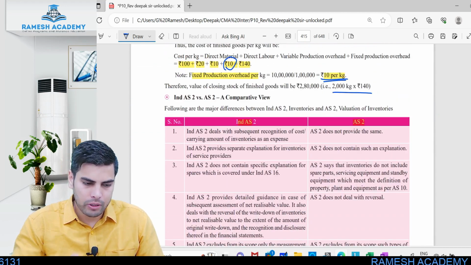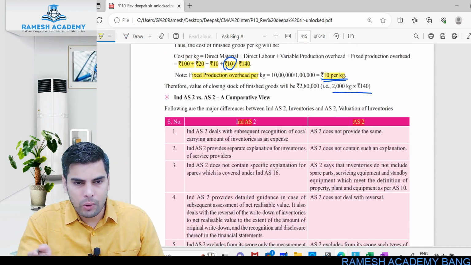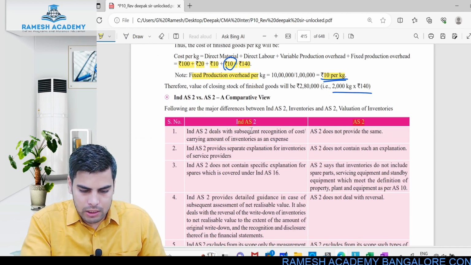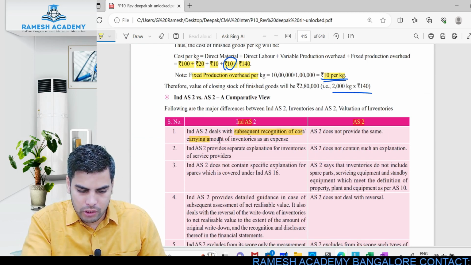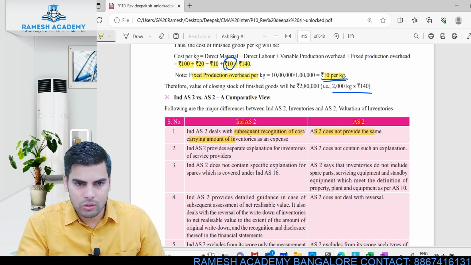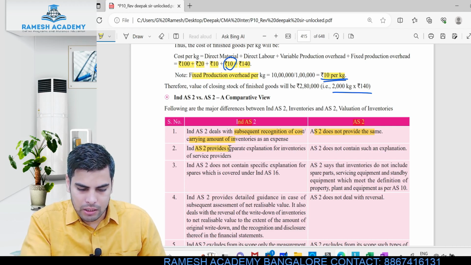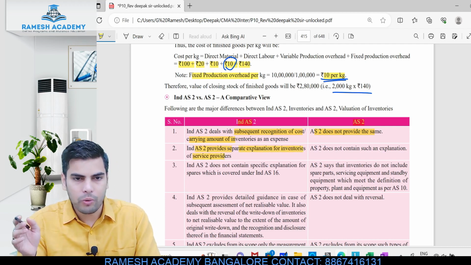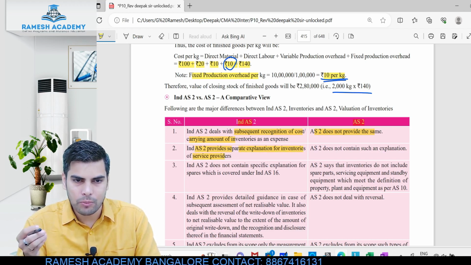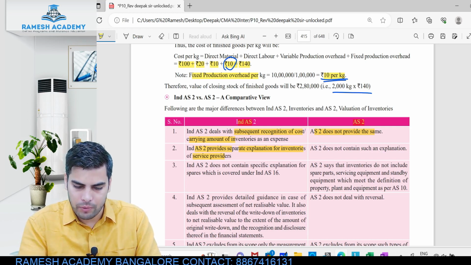Not much important again. The difference between Accounting Standard 2 and Indian Accounting Standard 2: Indian Accounting Standard 2 deals with subsequent recognition of cost or carrying amount of inventory as expense, whereas Accounting Standard 2 does not deal with it. Indian Accounting Standard 2 provides separate explanation for inventories of service providers. In Accounting Standard 2, there was no disclosure pertaining to providers of service, on how exactly we are supposed to account for the valuation of inventory. But Indian Accounting Standard 2 explains valuation of inventory for service providers.